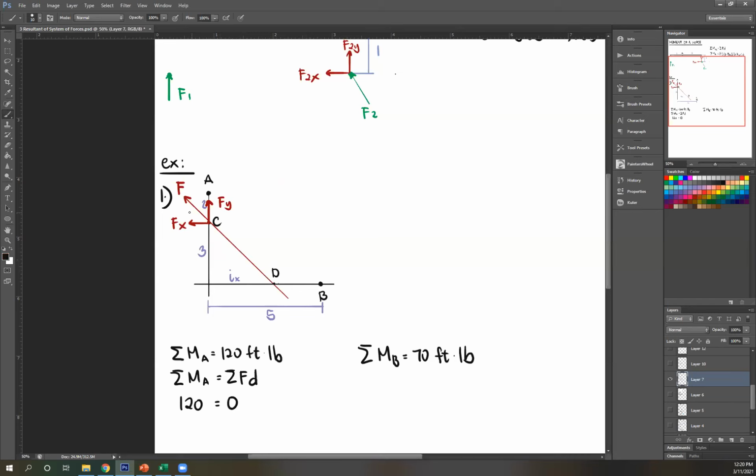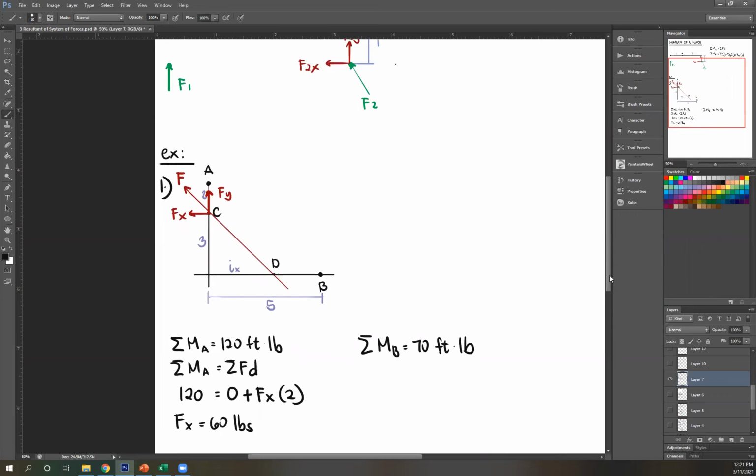And then Fx, determine clockwise or counterclockwise. So rotate Fx about A. It's clockwise, therefore positive. And then Fx times 2. Fx is easily solved for. That's just 60. So 60 pounds. I have Fx. Now, if I can just get Fy, I can solve for F using F equals square root of Fx squared plus Fy squared, remembering your components of a force. So next goal is to get Fy.